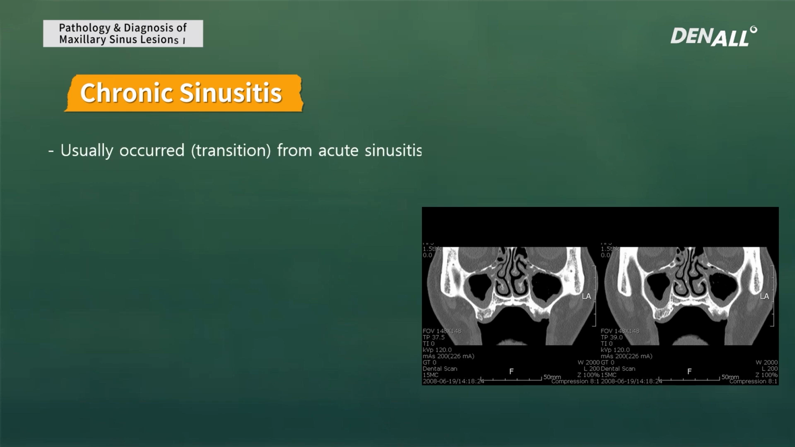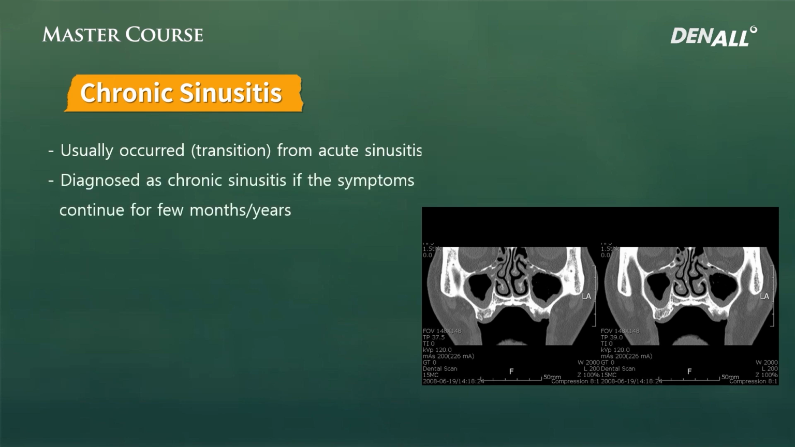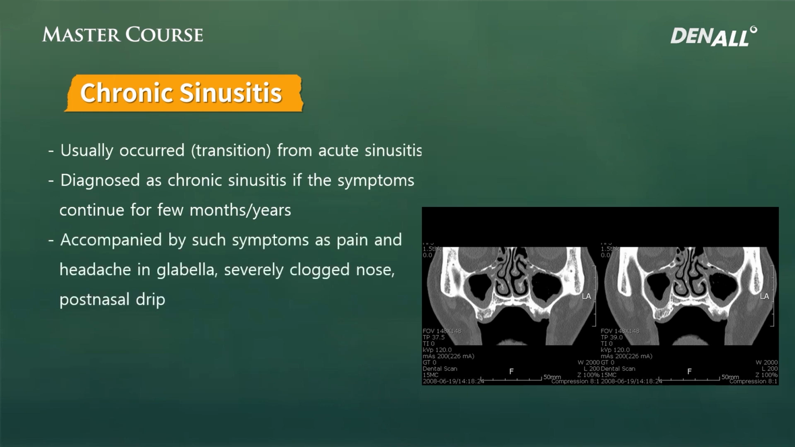Now let's look at chronic sinusitis. This results when acute sinusitis progresses and transitions. In general, in the case of chronic sinusitis, the symptoms continue for several months to several years. In this case, at times there can be pain and headache, as well as posterior nasal drip. However, in the case of chronic sinusitis, there is no general weakness or other symptoms associated with acute sinusitis.